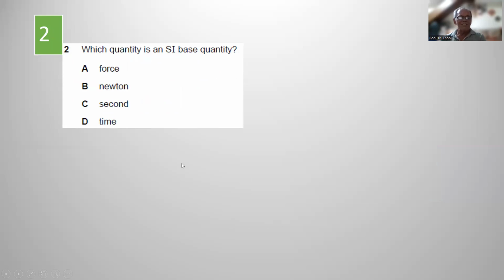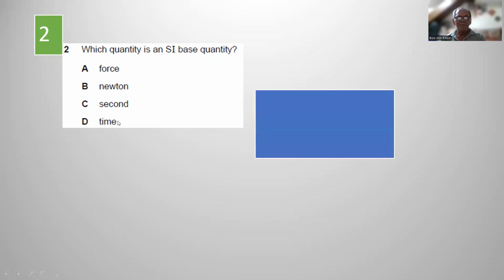This is straightforward. Which quantity is an SI base quantity? Force is a derived quantity. Newton is a derived unit. Second is a derived unit. So answer is time. D. Time is a base quantity. Right? These two look similar, but this is unit. They want quantity. Base quantity is time.